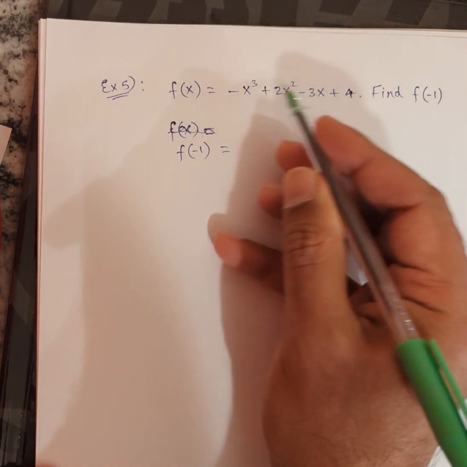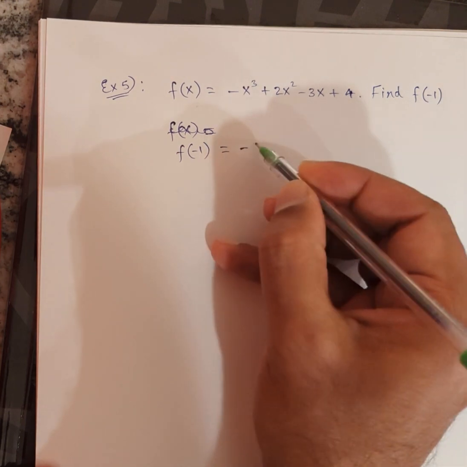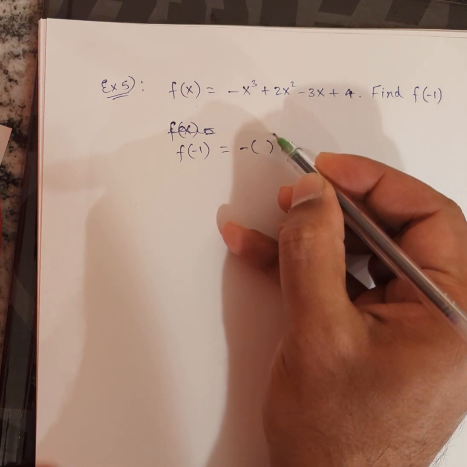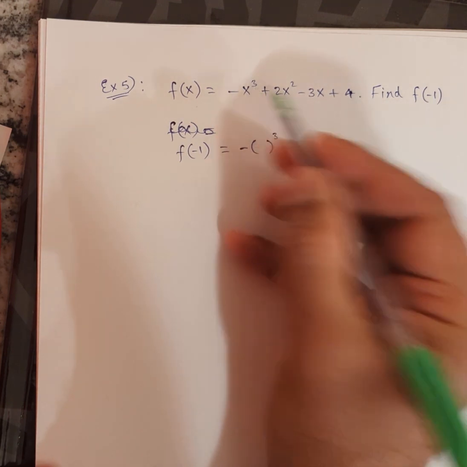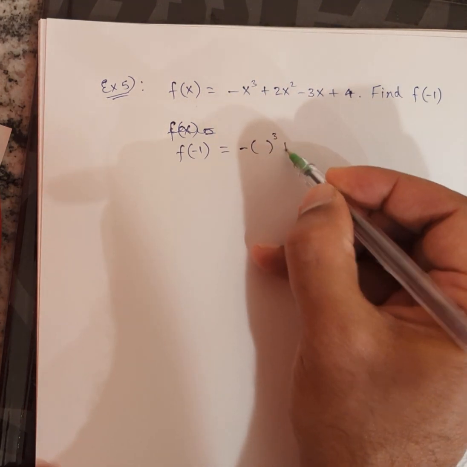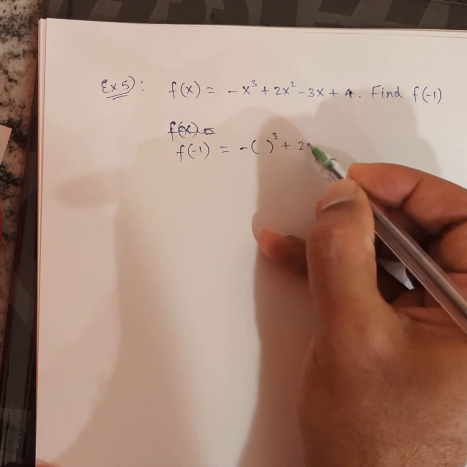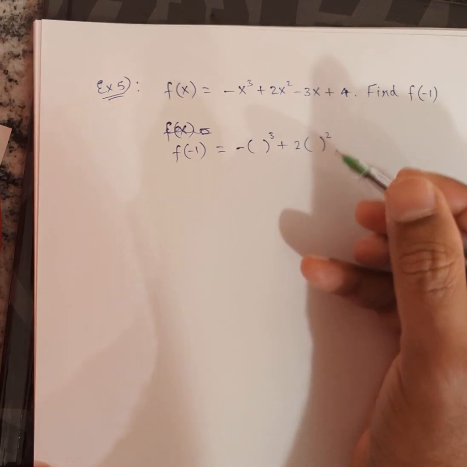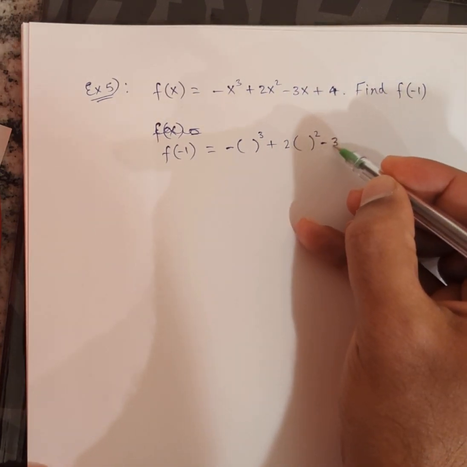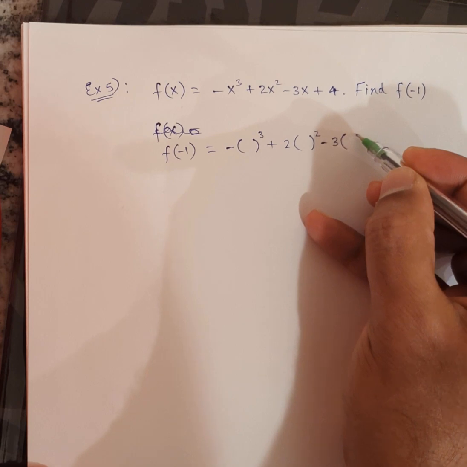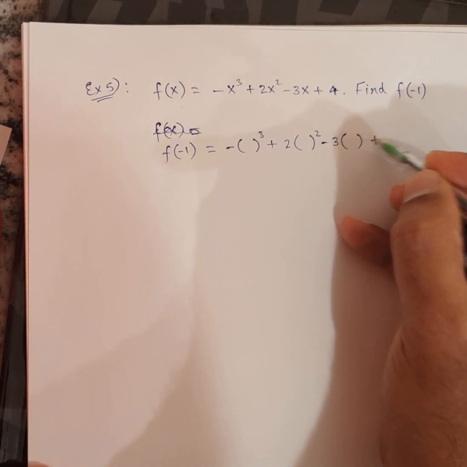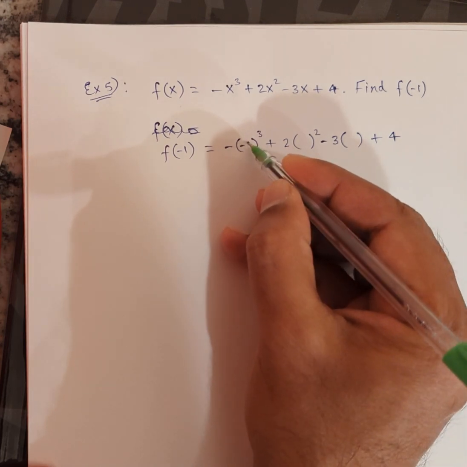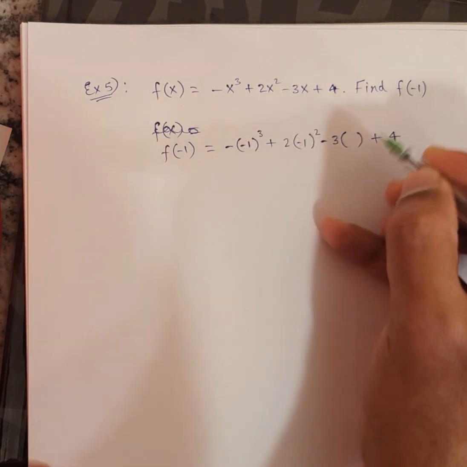So f of negative 1 is, so I'm going to copy the entire formula except for the x part. So x should be replaced with parentheses, then there's a cube followed by a plus 2 followed by x squared, minus 3 and then x, so have parentheses for that, plus 4. Now write your input within the parentheses.